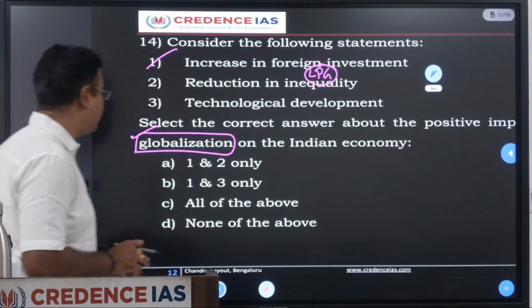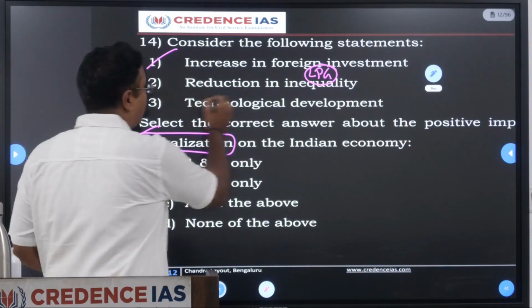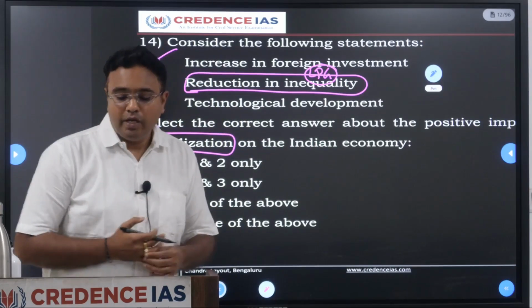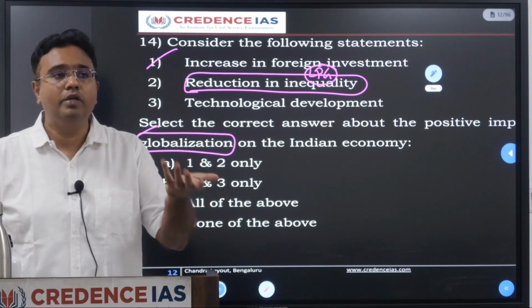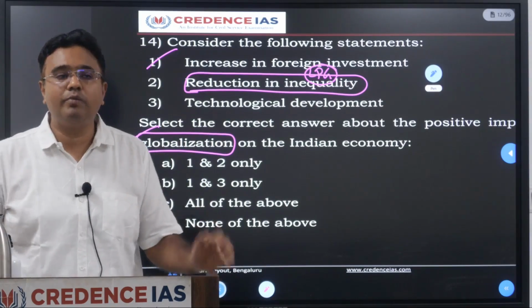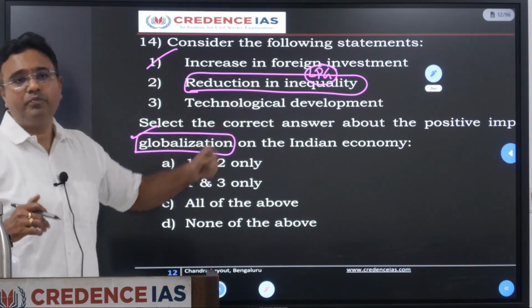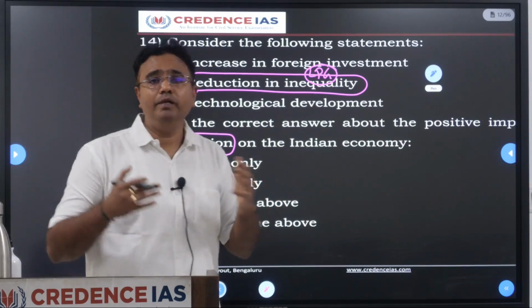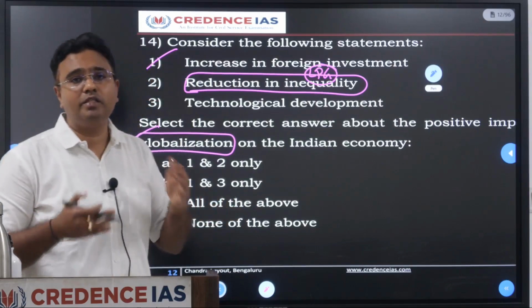Then it leads to reduction in inequality. Okay, so FDI leads to reduction in inequality. Now see, after the 1992 reforms, the inequality in India should have been tremendously reduced. No, it has not reduced the inequality. Inequality has worsened, meaning the persons who are capable and have access to the benefits of globalization will grow.